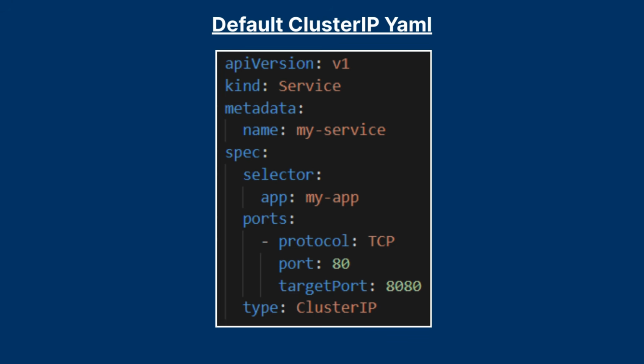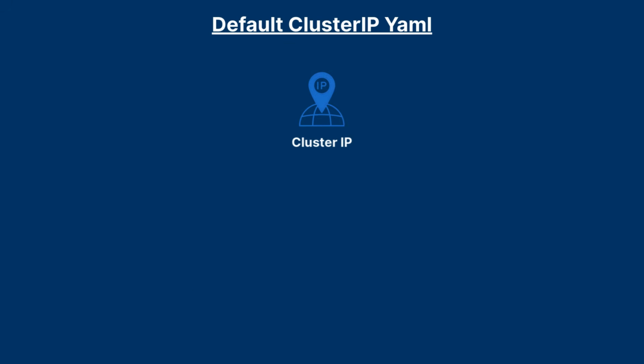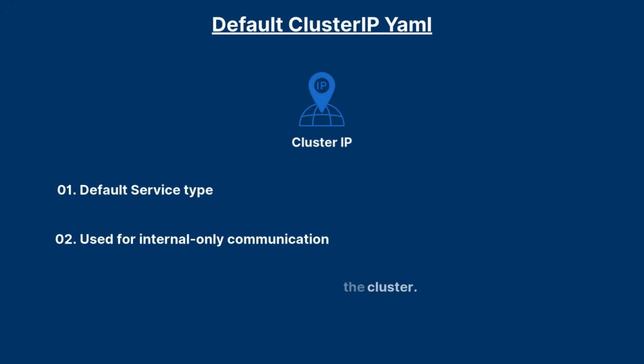So now let's again look at this default service YAML. We have just added this one line. Type is ClusterIP. This explicitly sets the service type as ClusterIP. Even if you don't mention it, this will still be taken as ClusterIP because it is the default. And nothing else changes. Kubernetes will automatically assign a stable cluster IP address to this service. So let's have a quick recap. ClusterIP is the default service type used for internal only communication. This provides a stable IP and DNS name inside the cluster.